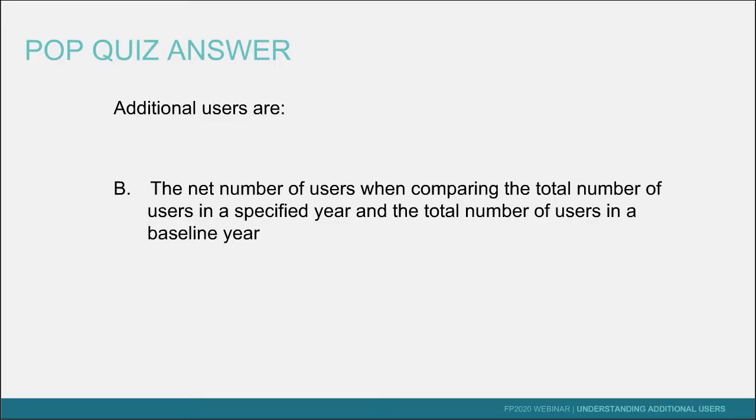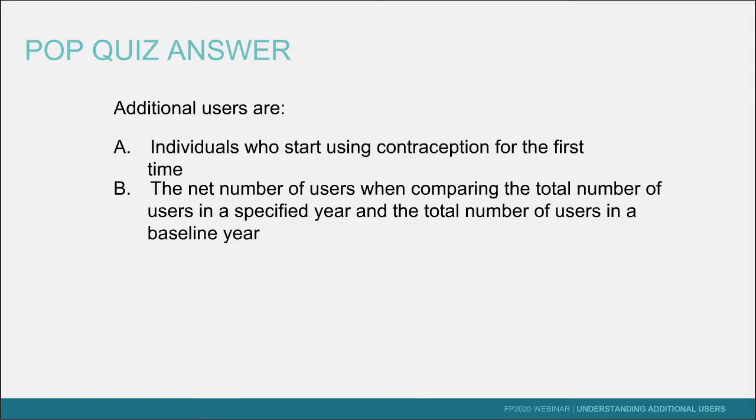So I hope you all guessed B here, and you can see that additional users, as defined by Michelle and discussed by Aisha, are the net number of users above a baseline. So, Ceci, do we know what percentage of our respondents answered correctly? We'll follow up with that in just a minute to figure out how many of you answered correctly.